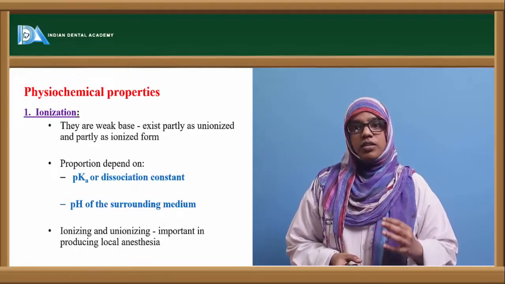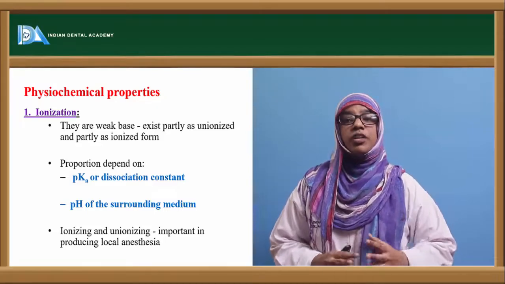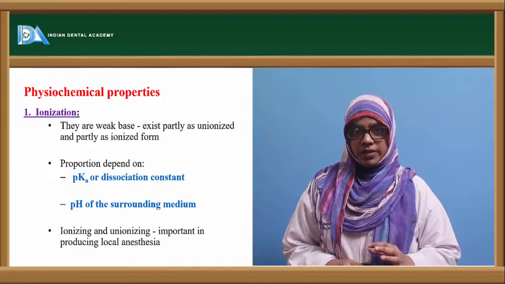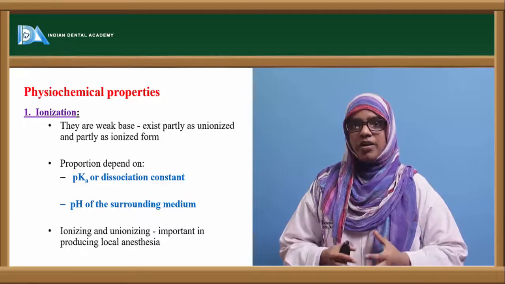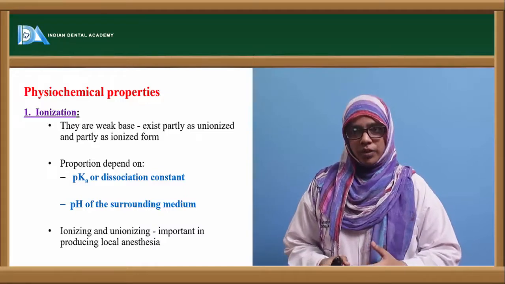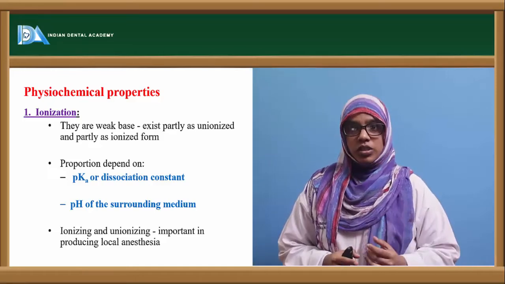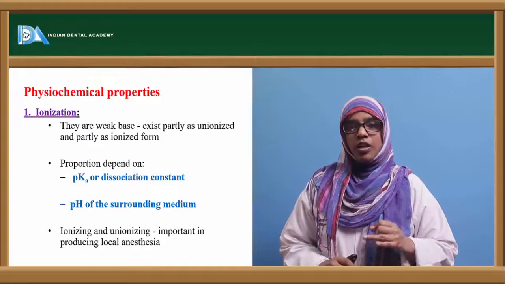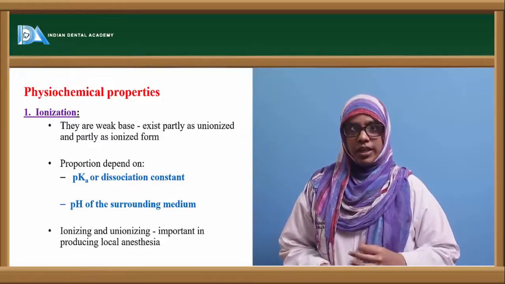Let's talk about certain physiochemical properties of local anesthetics. We begin with ionization. As I mentioned earlier, they are weak bases and they exist partly as unionized and partly as ionized form. This proportion depends upon the dissociation constant and the pH of the surrounding medium. Both ionized and unionized forms are important to produce local anesthesia.